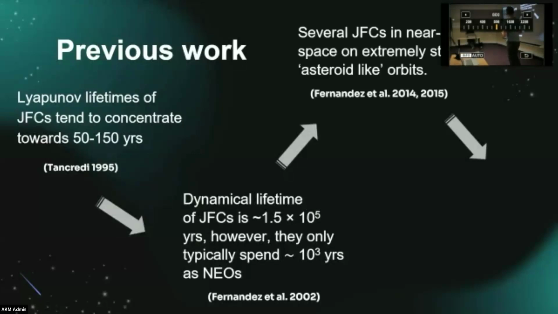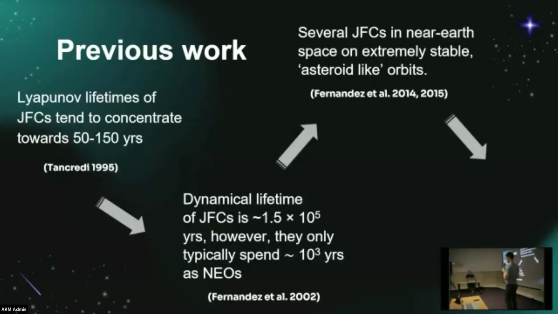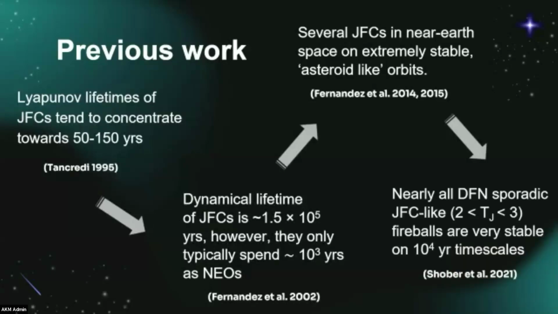There was a study by another scientist, Fernandez, who has done a lot of work on this and found, looking at the dynamics of near-Earth objects on similar orbits and Jupiter family comets on similar orbits, that there was a significant portion coming from stable orbits. It was partially these studies that inspired this work. Then during my PhD in Australia, we examined 50 fireballs, and we found that a lot of them were very stable, but we're trying to go further here.